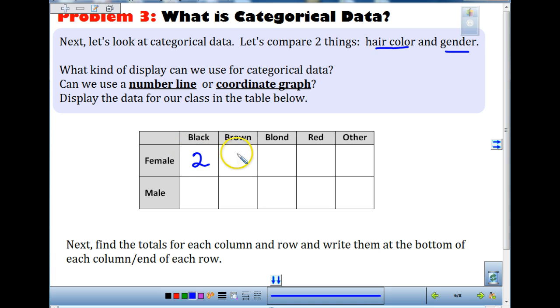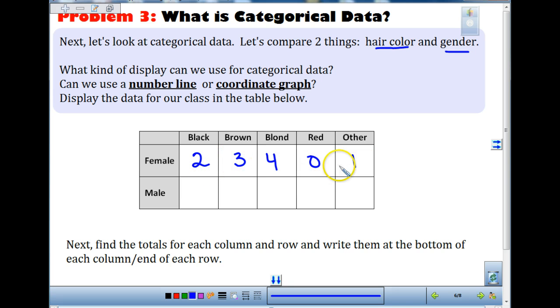Females with brown hair, we have 3. And we have 1 blonde, or maybe 4 blondes in our class, no redheads. And other colors might be some of you that maybe are coloring your hair or have a different color, and maybe we have 1 person. Okay, so this is how we could display this.